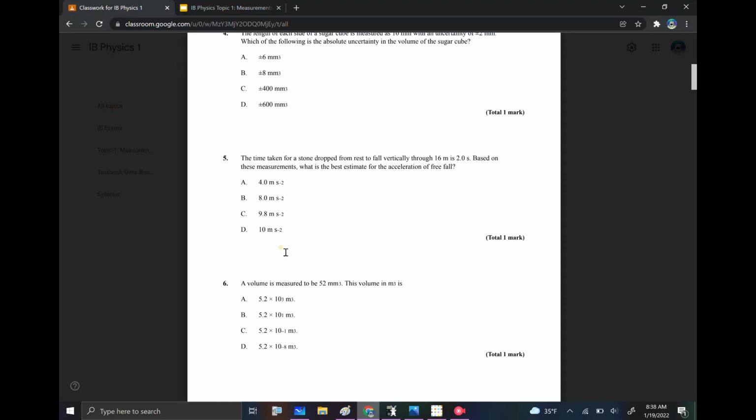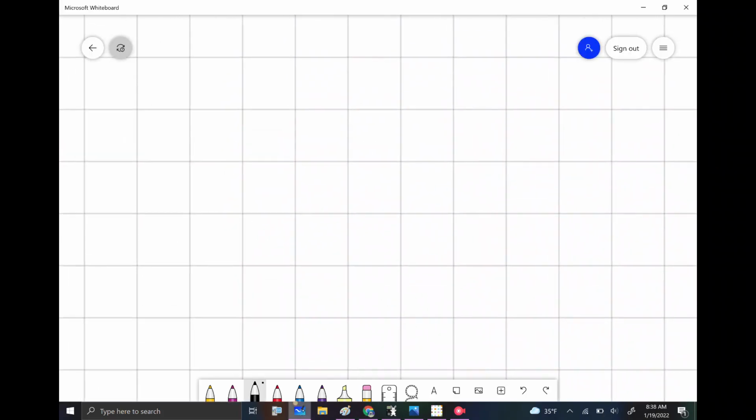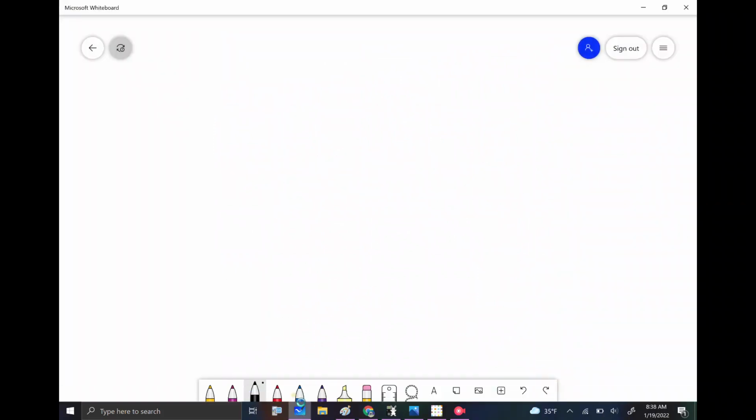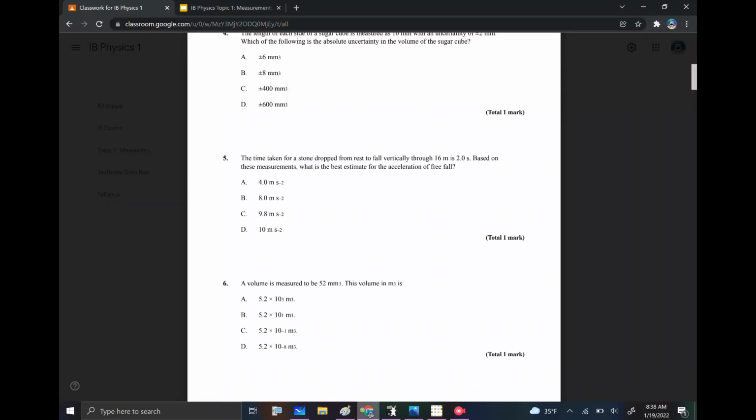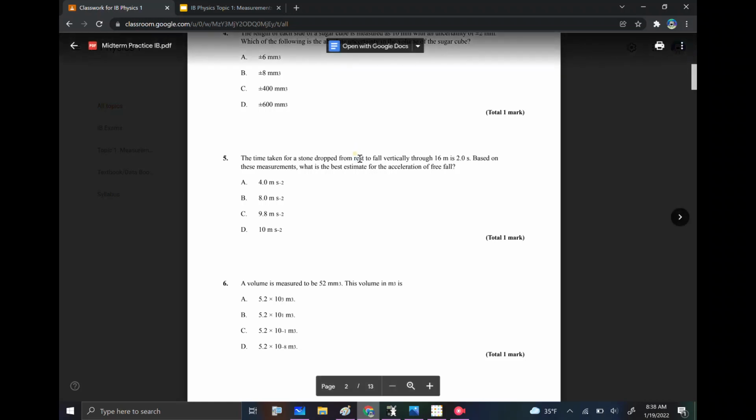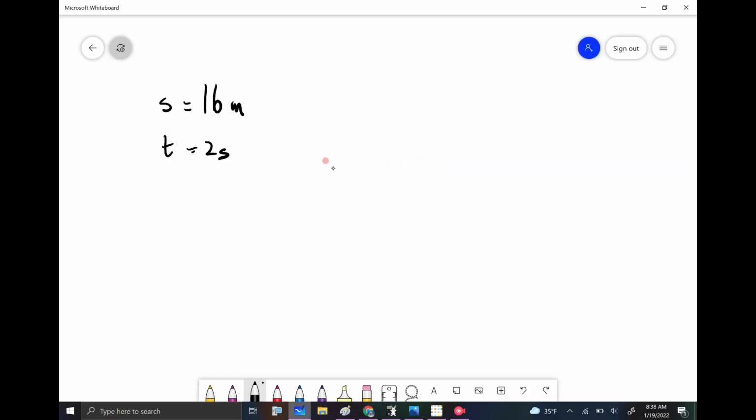Number 5, the time taken for a stone dropped from rest to fall vertically through 16 meters is 2 seconds. Based on these measurements, what is the best estimate for the acceleration of free fall? Okay. So we're dropping this thing 16 meters. That's our distance in 2 seconds. And notice how it says we're dropping it from rest. Right, that gives us one more piece of information. It tells us that our initial velocity is 0 meters per second. And we want to find the acceleration.